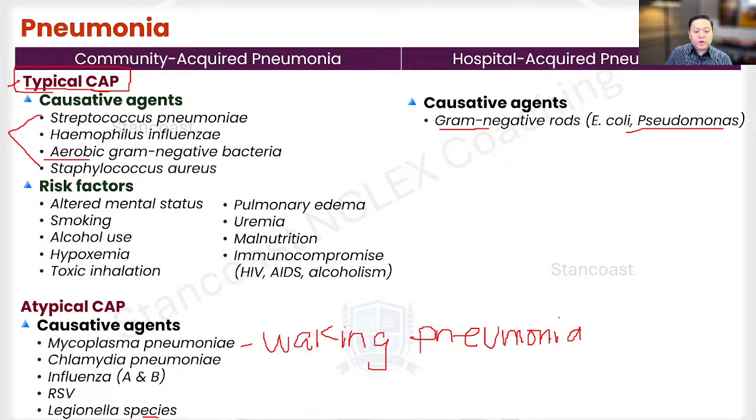Now, we are going to talk about the other microorganism, which is Staphylococcus aureus. This is going to include methicillin-resistant Staphylococcus aureus, or MRSA. All right. So this is also one of those difficult microorganisms.